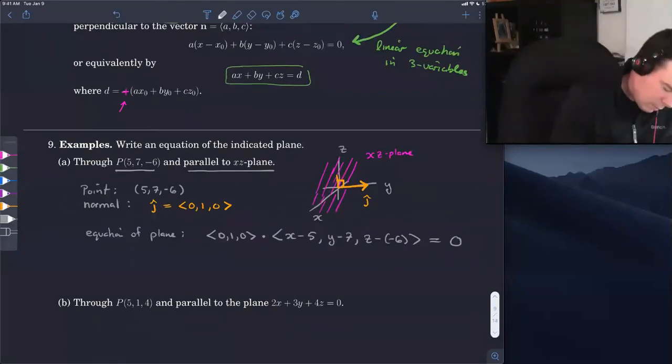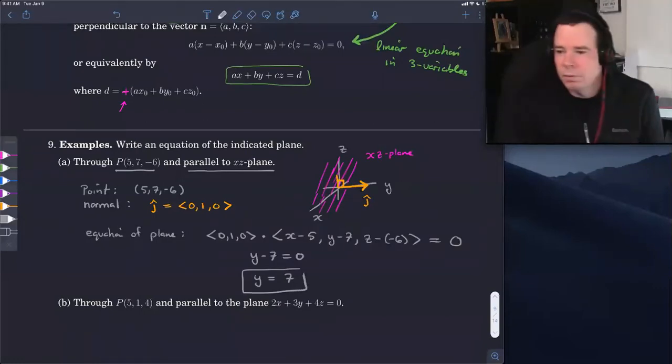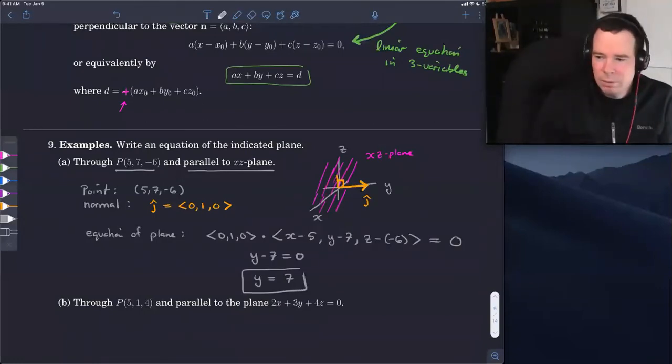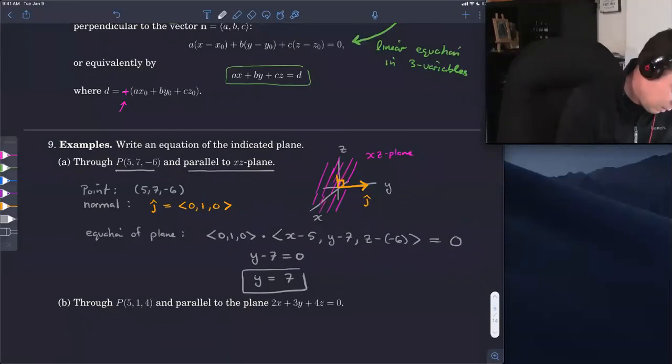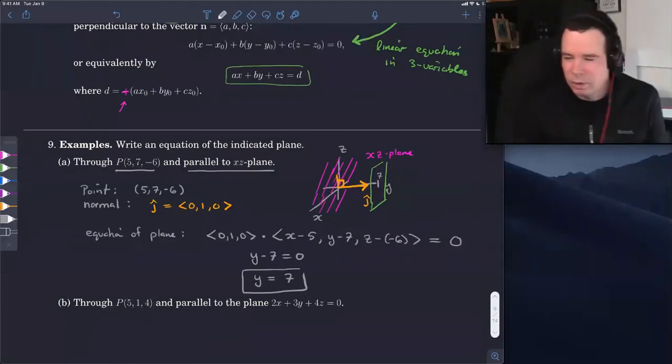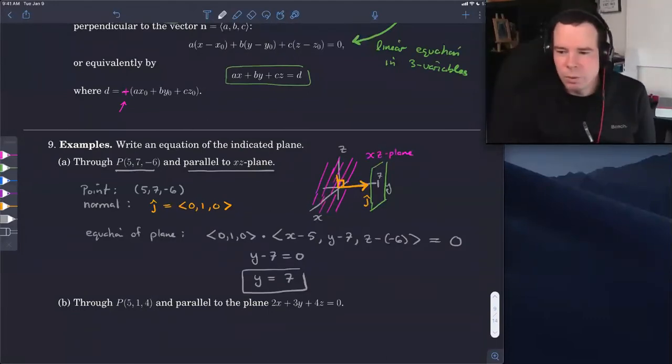And so this becomes, when we do the dot product, y minus 7 is equal to 0, or y is equal to 7. So there's the equation of our plane. If it's parallel to the xz plane and it passes through the point (5, 7, -6), then it's got to look like this. It's got to be a plane that sits in space like this and passes through the point y equals 7. So that's the plane we just found. It consists of all points satisfying y equals 7.